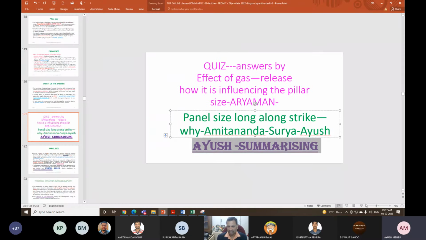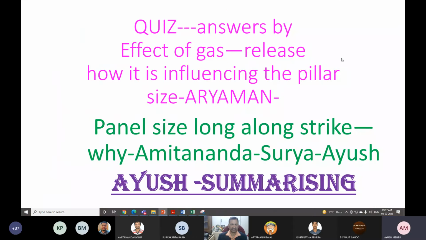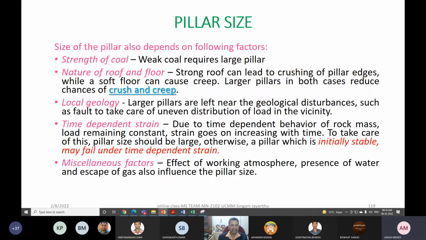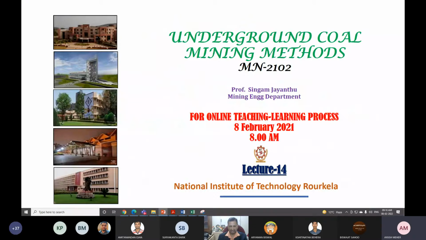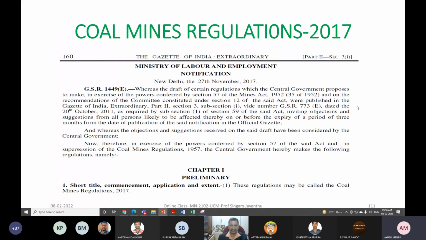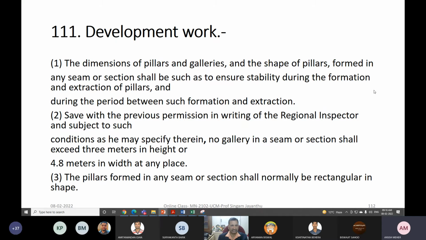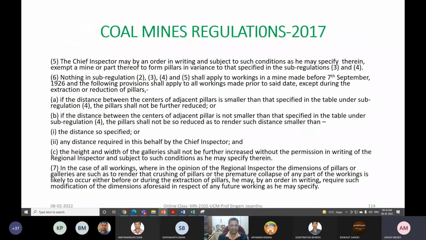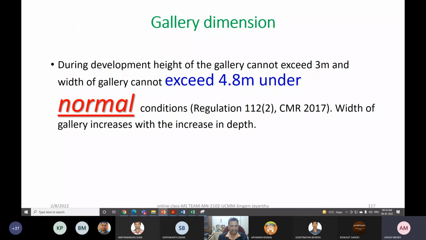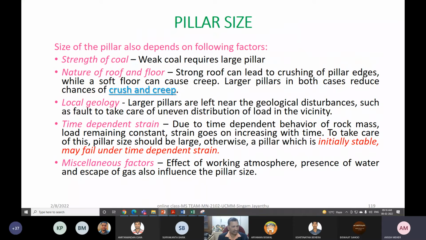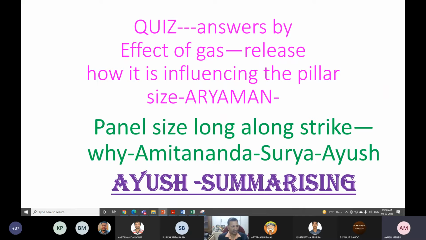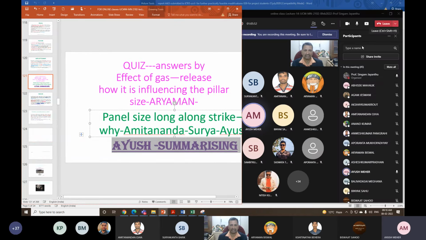We can make the height greater by using advanced technology of machinery. If there is a special situation and we have to make the height more than 3 meter and width more than 4.8 meter, then we have to take special permission from the chief inspector or regional inspector. Then the third point is that generally pillars are rectangular, and with increase in depth, the pressure on the pillar also increases, and the width may also increase.